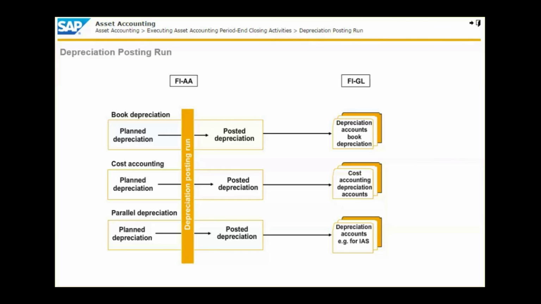Besides the postings to the corresponding depreciation accounts in general ledger accounting, it is possible to post depreciation values to management accounting, controlling or CO objects, for example, cost centers, internal orders, or work breakdown structure or WBS elements assigned to the asset master record. Typically, the values of depreciation area 20 cost accounting are transferred to CO.